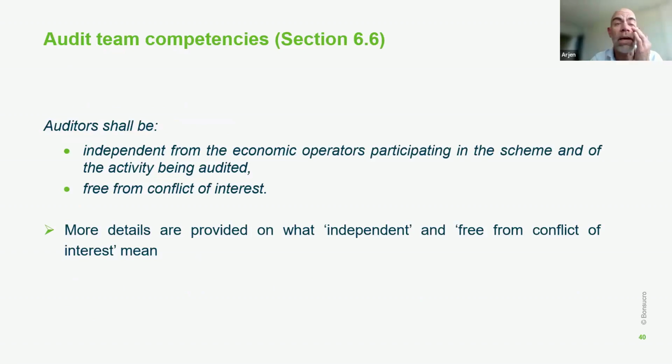Well, first there are changes on competencies for auditors, for the definition of what independent and free from conflict of interest mean, particularly important for certification bodies, but less important for economic operators. So I'll leave that for what it is. Those of you who are interested can read all the details, of course, in chapter 6 of the standard.